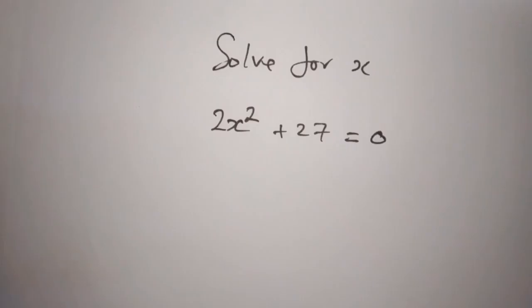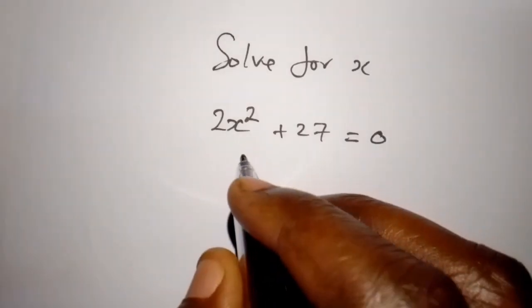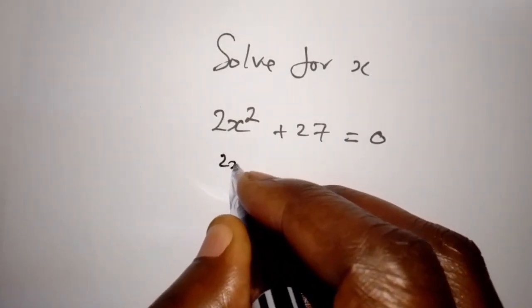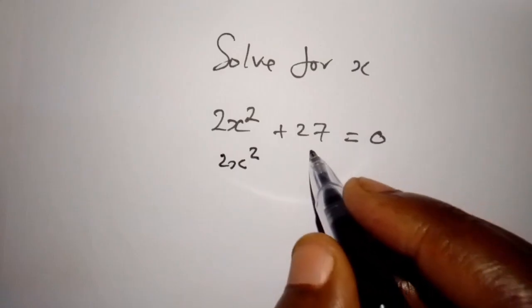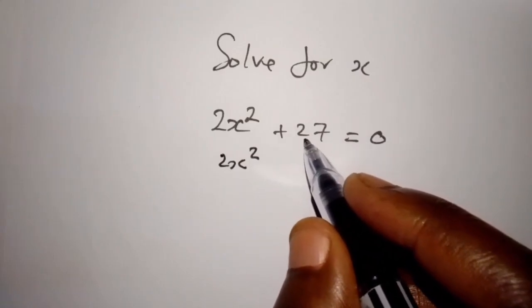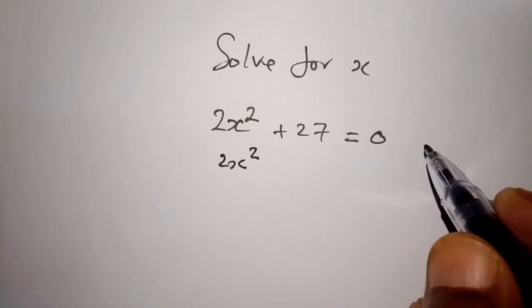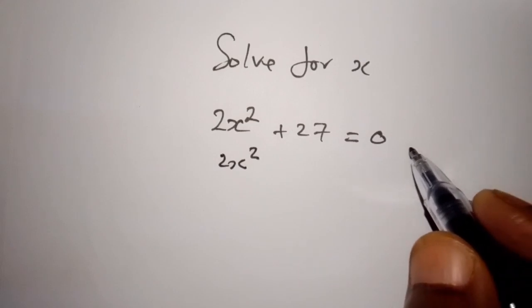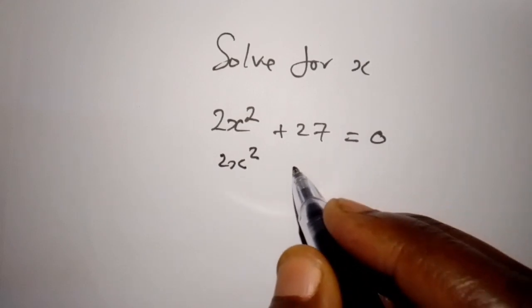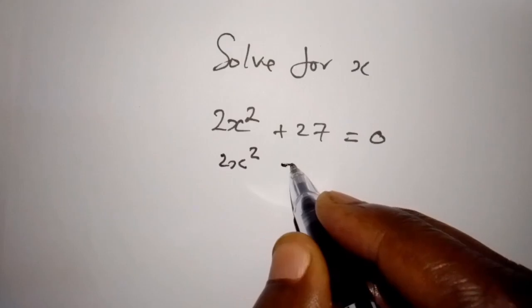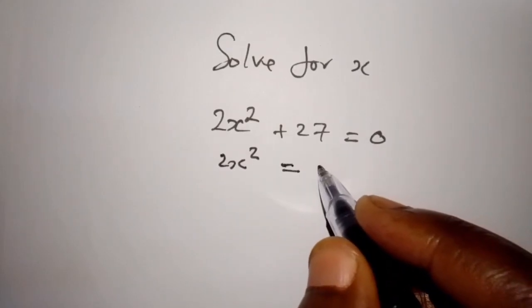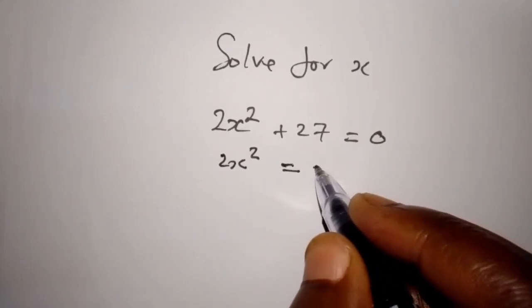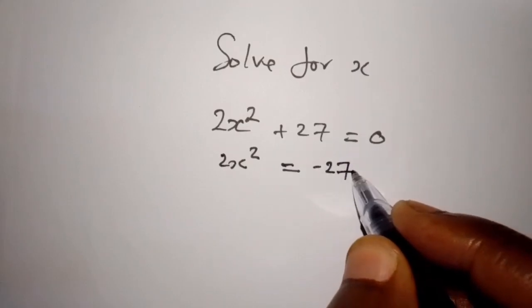Solve for x. 2x squared plus 27 is equal to 0. We can bring positive 27 to the other side, and it becomes negative. 2x squared is equal to negative 27.